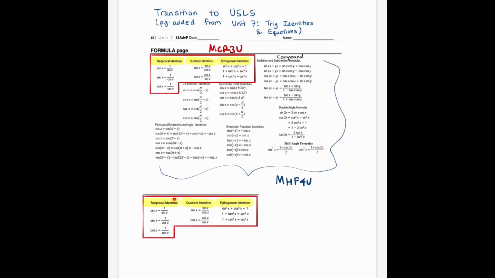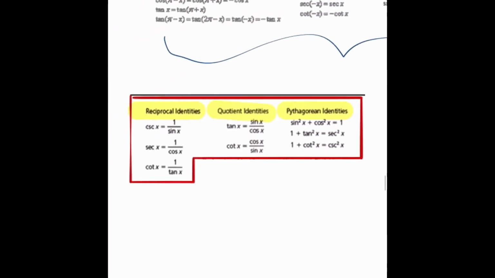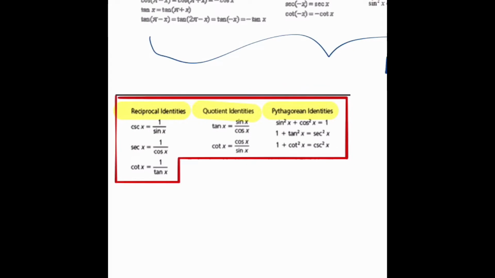When we are trying to identify where this is coming from, we're familiar with the reciprocal identities, which is another way of saying the secondary trig ratios, right? We had cosecant equal to 1 over sine x, secant equal to 1 over cosine x, and cotangent equal to 1 over tan x.